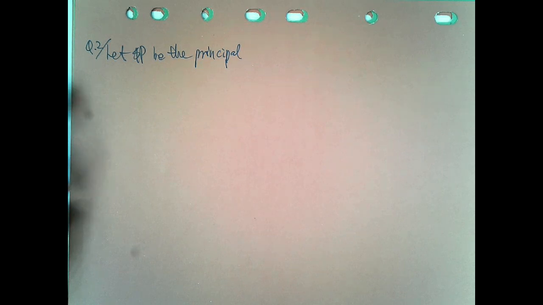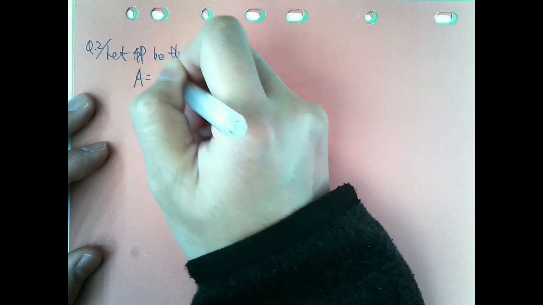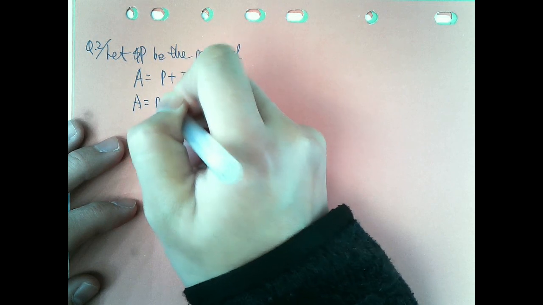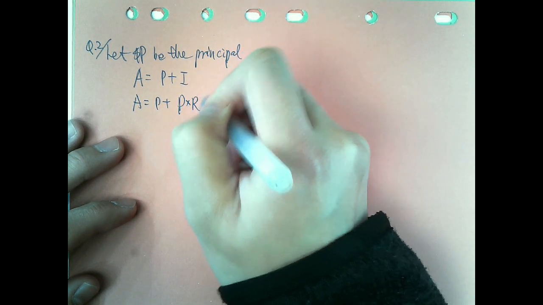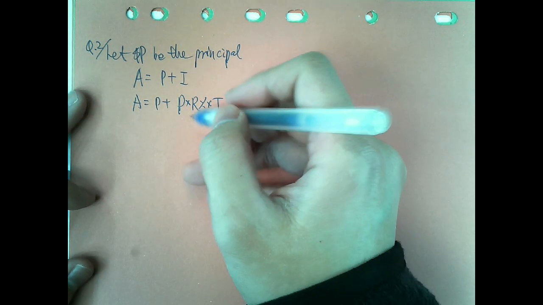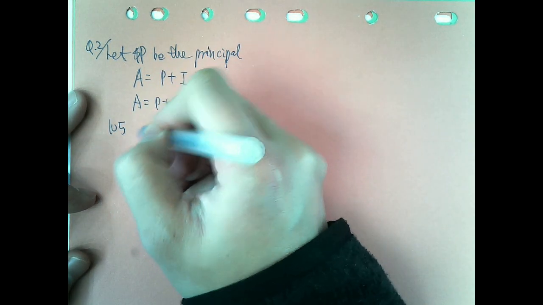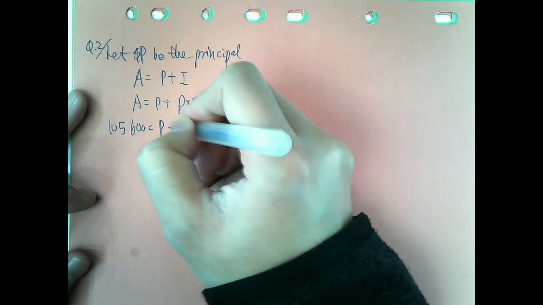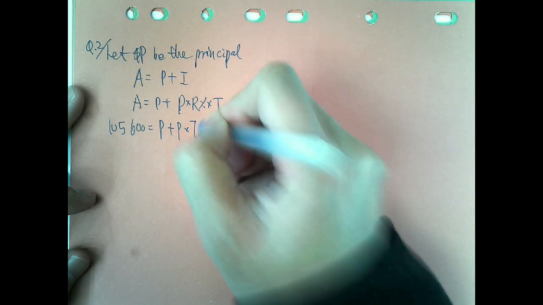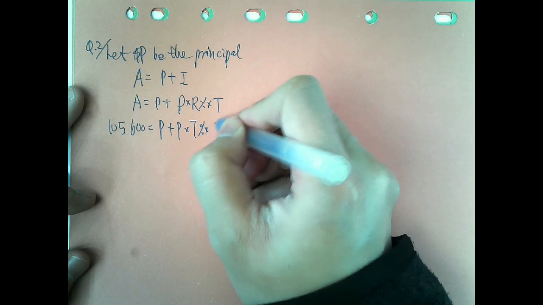So because you have A here, right? So you must use the A formula. Write this first. And then ask yourself, do you have I here? No. If you don't have I, you have to extend this first. So what you have to find out is P, right? So you plug in all the things. First you have A, right? 105,600. P you don't know. This is what you have to find. And then 7%, and then T, this is 4.